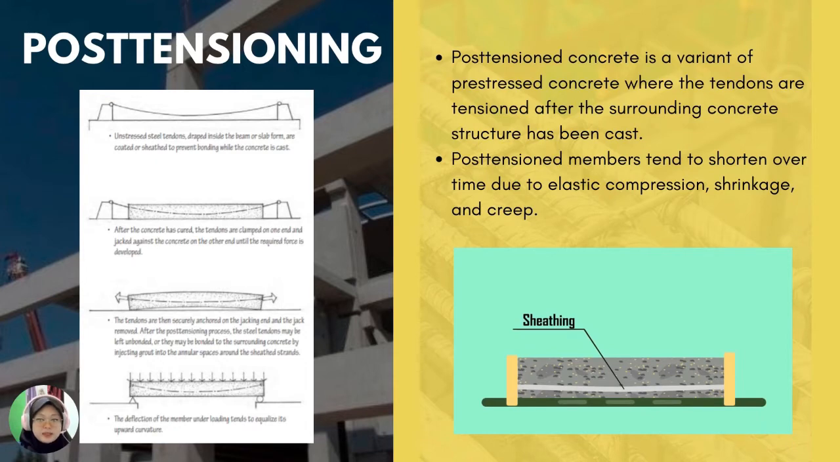After the post-tensioning process, the steel tendons may be left unbonded, or they may be bonded to the surrounding concrete by injecting grout into the annulus spaces around the sheathed strands. And fourth, the deflection of the member under loading tends to equalize its upward curvature. So here the video shows an example of post-tensioning works.